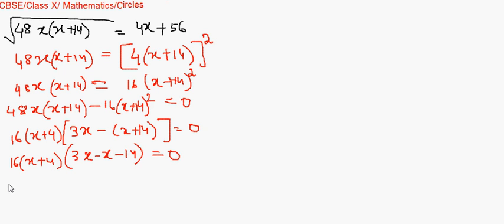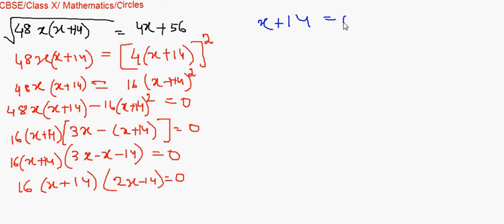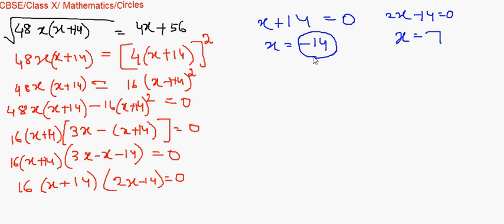So 2x minus 14 equals 0. I'll carry to the other side. So what we get, x plus 14 equals 0. Also 2x minus 14 equals 0. So x is equal to minus 14. Herein x is equal to 7. Sides cannot be negative. The length of any side cannot be negative, right? So we'll take x as 7.